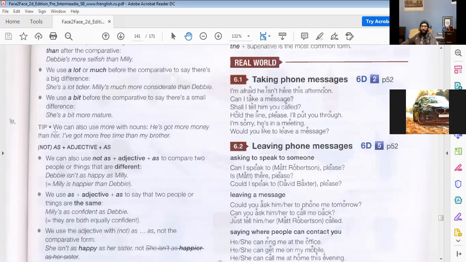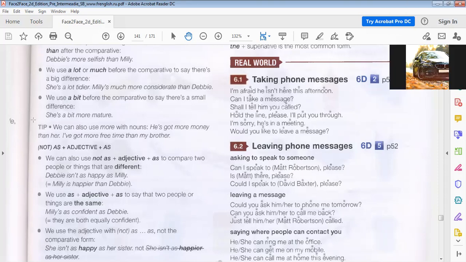Okay, we have a good note here. Sophia, can you read this tip for us, please? What does this say? We have a nice side note here. We can also use more with nouns. He's got more money. Then here, I've got more free time than my brother. Okay, what's different here that we were talking about? Something changed, right? Notice, which adjective here? We didn't use an adjective, right? It means we compared using nouns, and using more exactly.